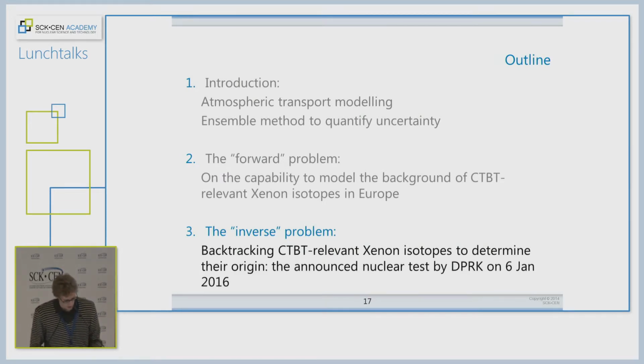As a last application, I show results for the announced nuclear test by the Democratic People's Republic of Korea for the 6th of January last year. And here we don't know the source, but we start from observations to reconstruct a source by backtracking our observations. So we backtrack CTBT-relevant xenon isotopes to determine the origin.